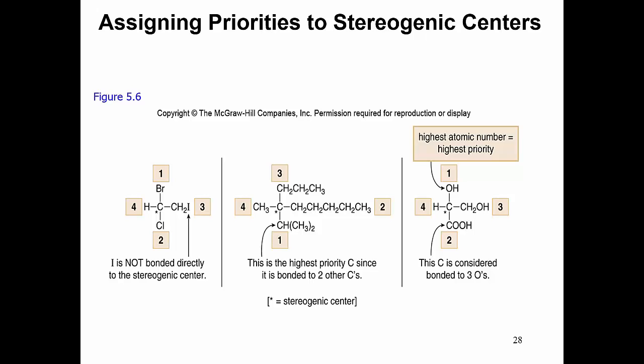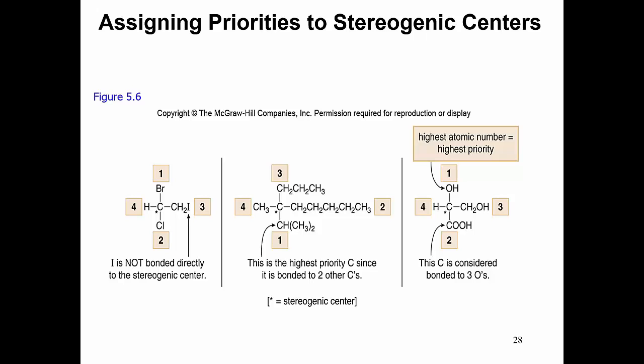All right, but for now, you can clearly see, just looking at the 4 surrounding atoms directly attached to the stereogenic center, how the priorities are numbered. Let's look at the middle example, where we have 4 carbons as the first atom attached to our stereogenic center. And so how do we prioritize?